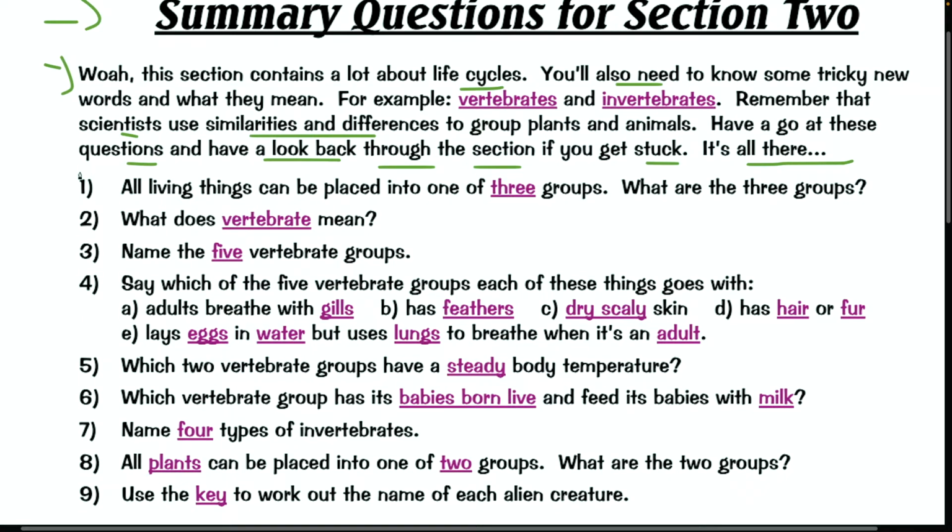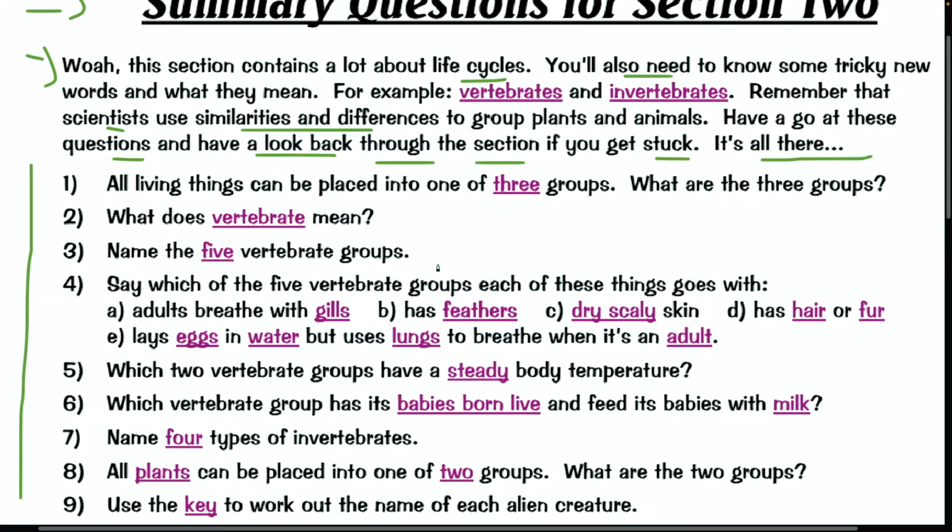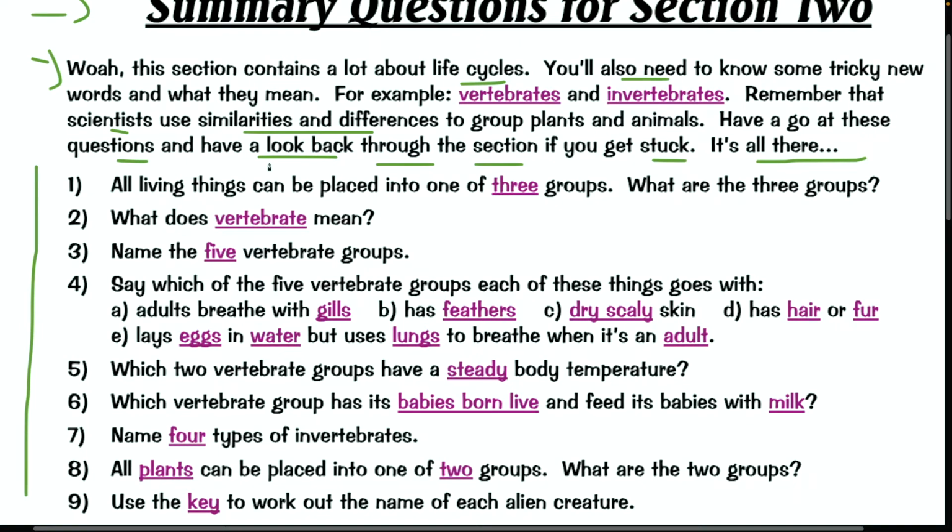Vocês veem que elas estão enumeradas em 1, 2, 3, 4, 5, 6. So let's go for question number 1. Question number 1. All living things can be placed into one of three groups. What are the three groups? So give me the name, okay? So when I say what are the three groups, what are the name of these three groups, okay? So this is the question.